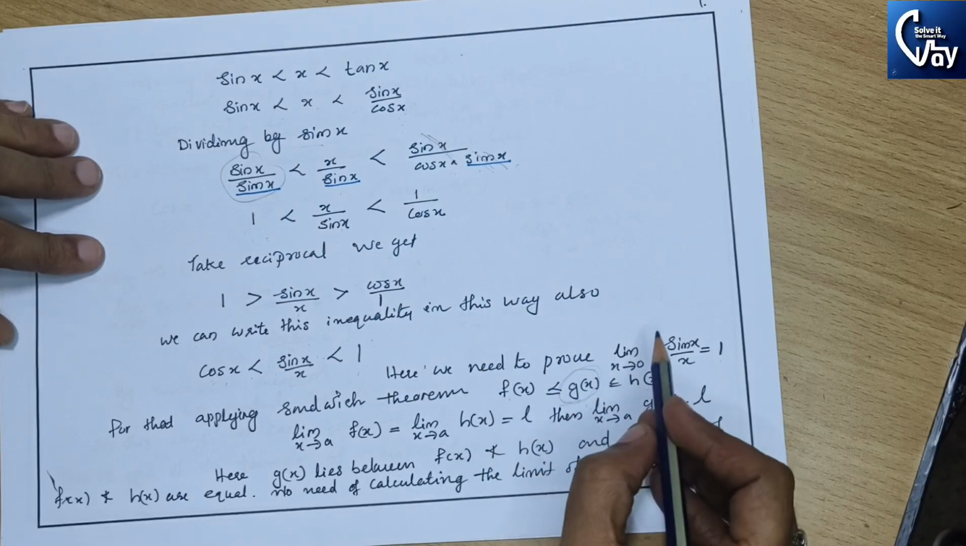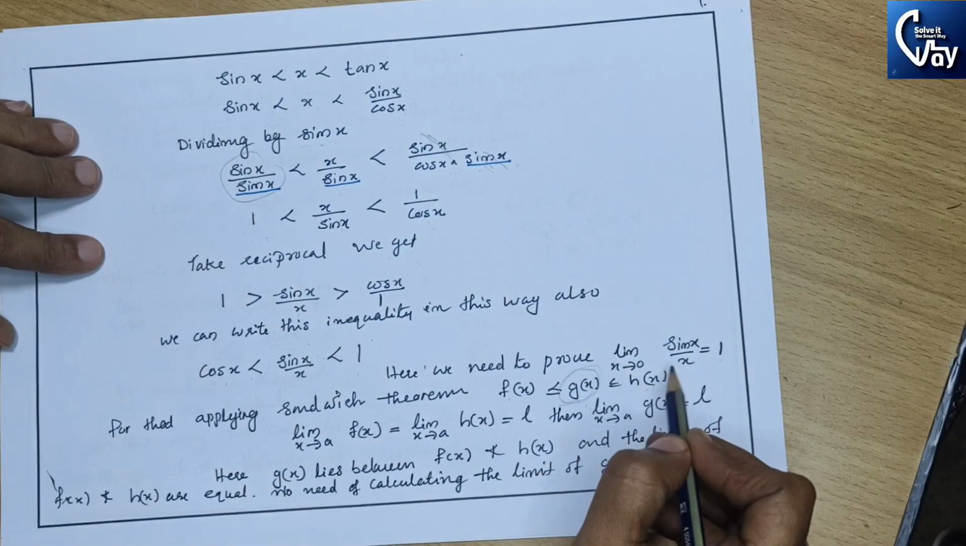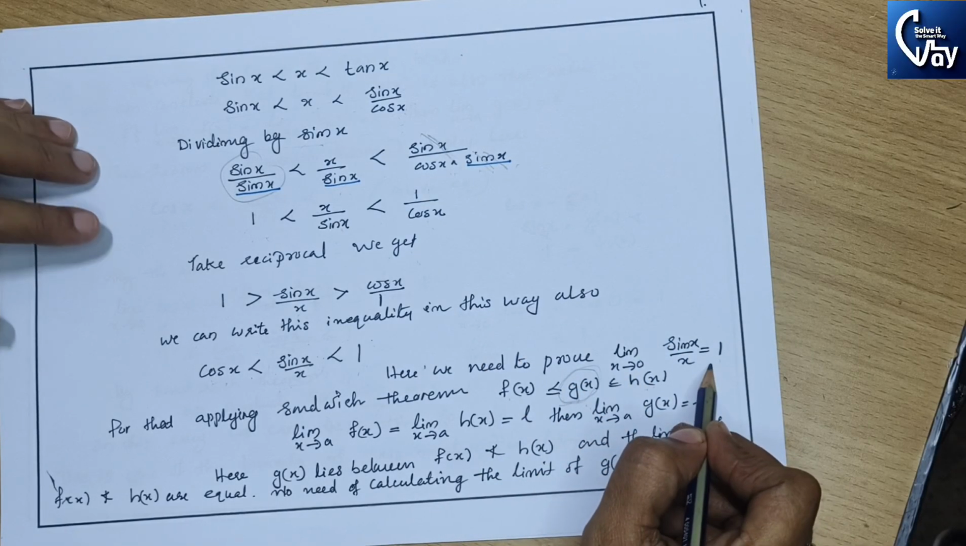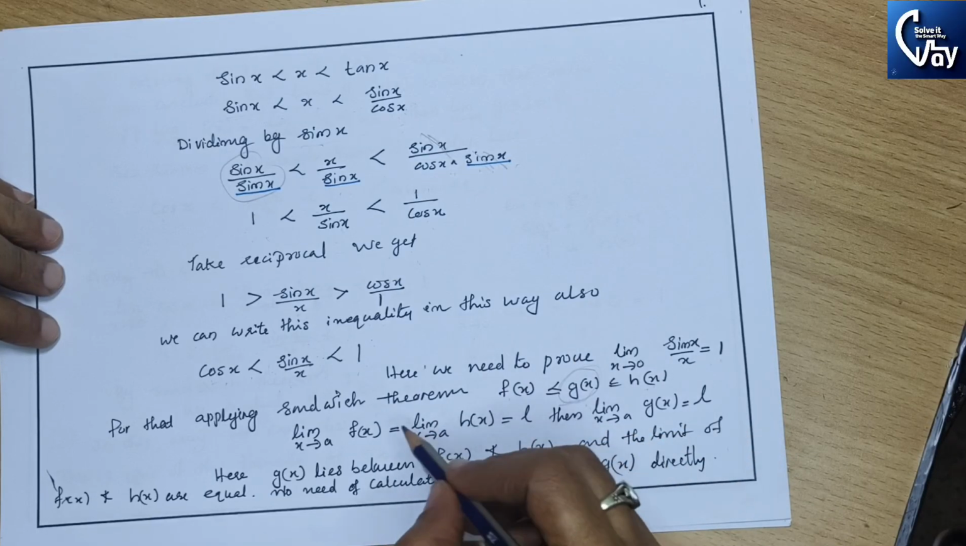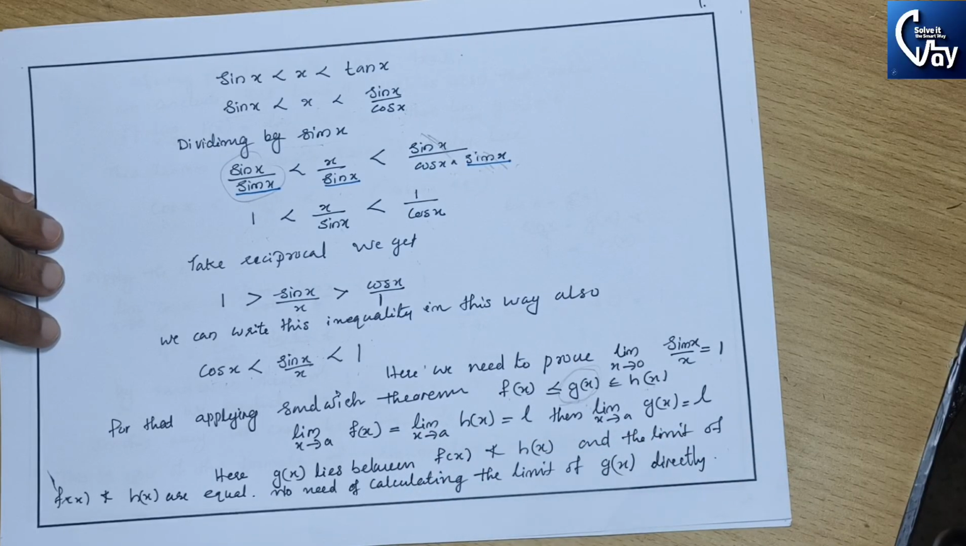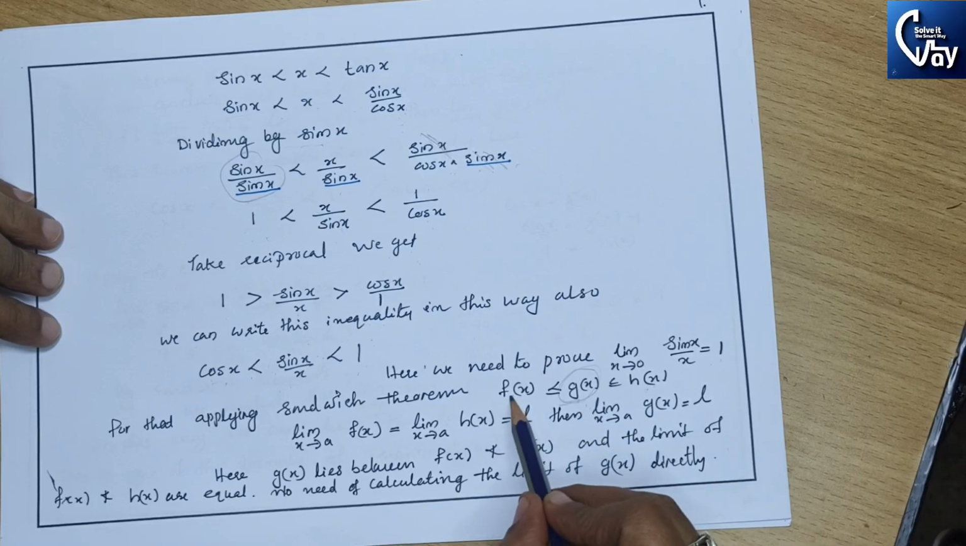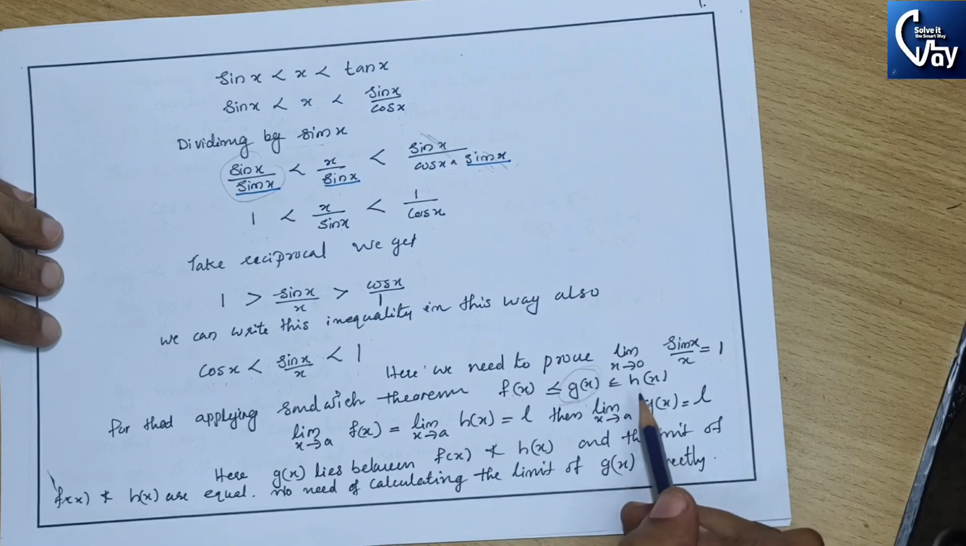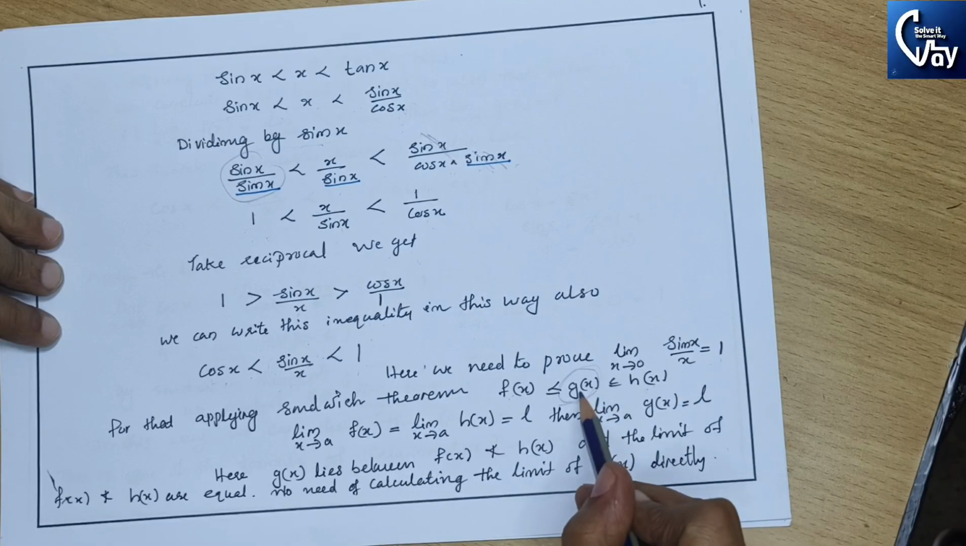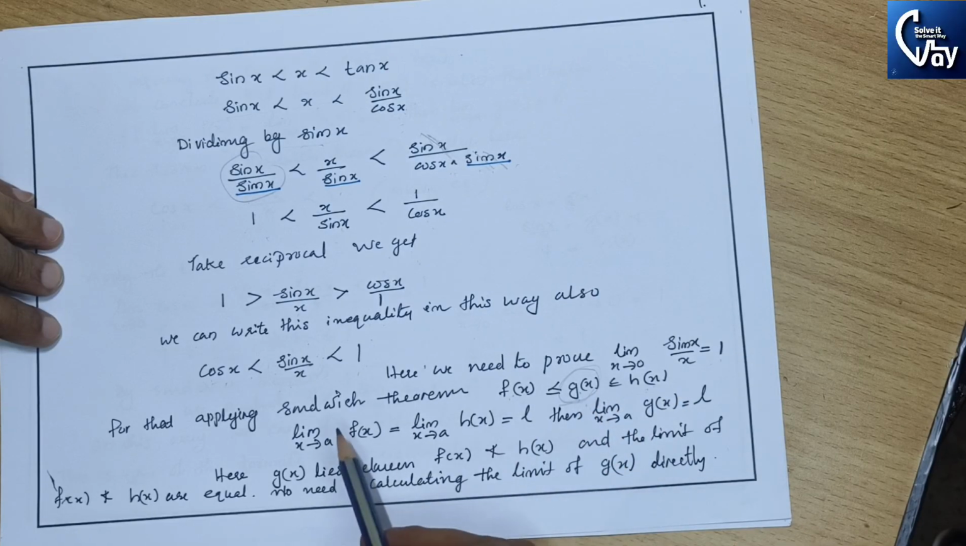Here we need to prove limit x approaching 0 of sin x by x is equal to 1. For that, we apply the sandwich theorem. What is the sandwich theorem? We know that f of x less than or equal to g of x less than or equal to h of x. Then the limits of f of x and h of x are the same, and we apply that limit to the middle function. Limit x approaching a of f of x equals limit x approaching a of h of x equals L. Then limit x approaching a of g of x is also L.